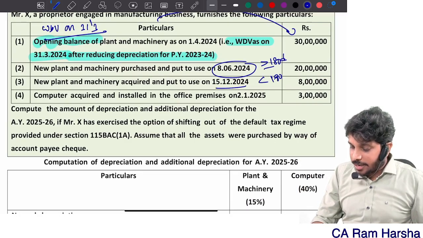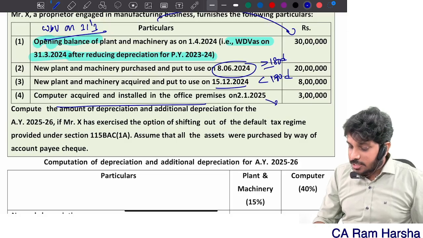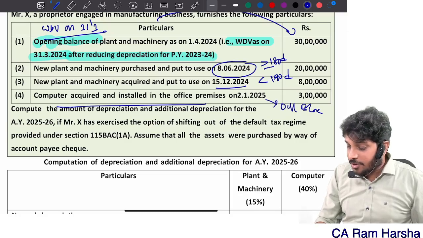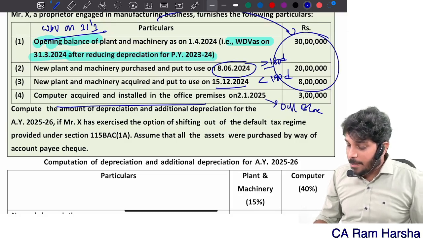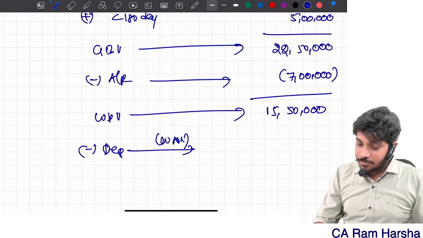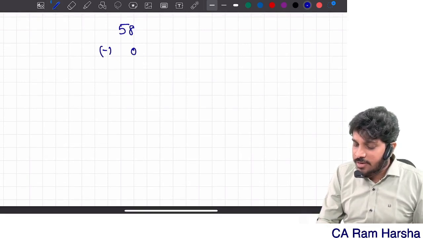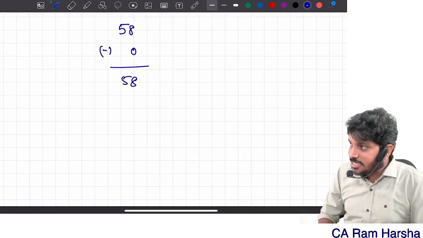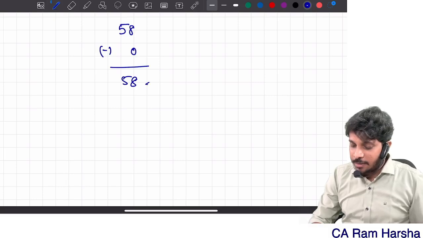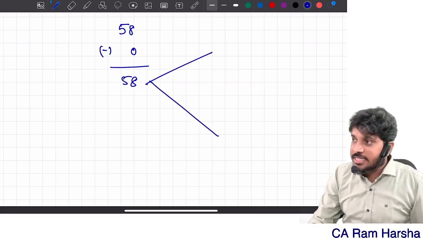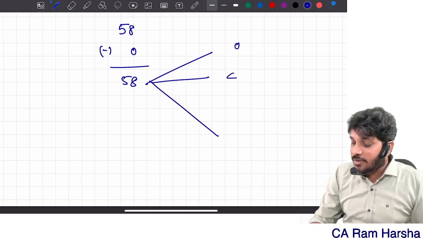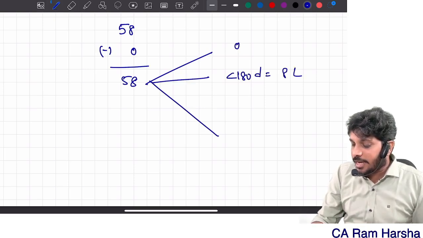New machinery put to use for more than 180 days. 15th December, less than 180 days. Computer installed, this is a different block. Correct? Different block. These three come under the same block. 58 lakh. Correct? 58 lakh is the gross block value minus any amount received. 0. Nothing is given. Block is there, value is there. Depreciation first is allocated for assets purchased but not installed: 0. Second, you should allocate for less than 180 days. How much is it? 8 lakh.